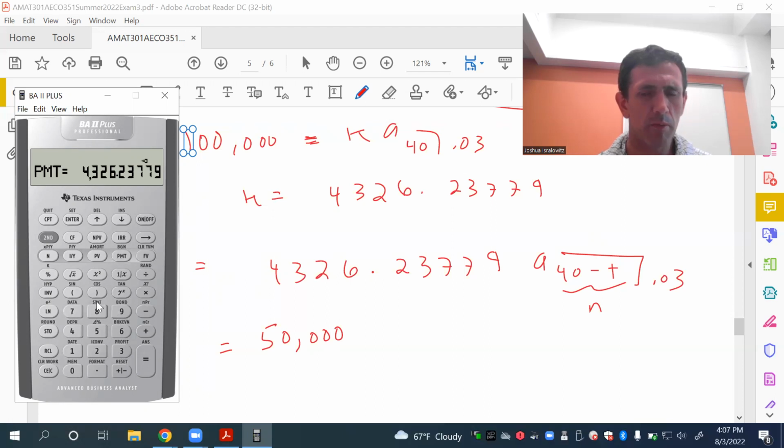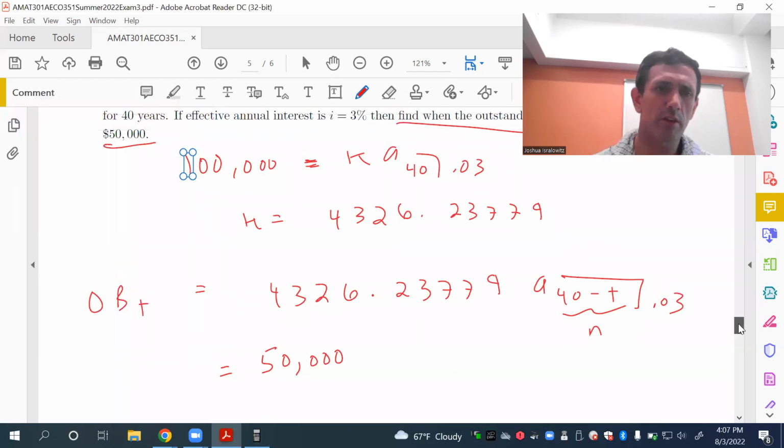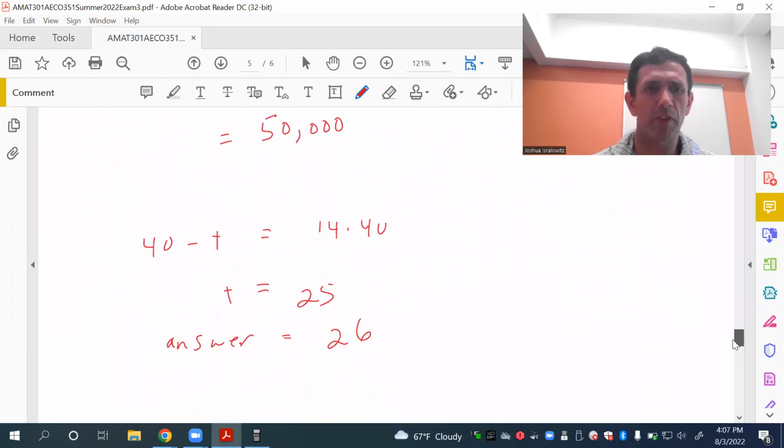4326.23779. Payment 3. Interest, plug in 25, 15, N. Okay, so we just get above 50,000. Let's plug in T equals 26. That would be 14 for N. And we get just below 50,000. Keep going. T gets larger and larger and larger. We'll still be below 50,000.